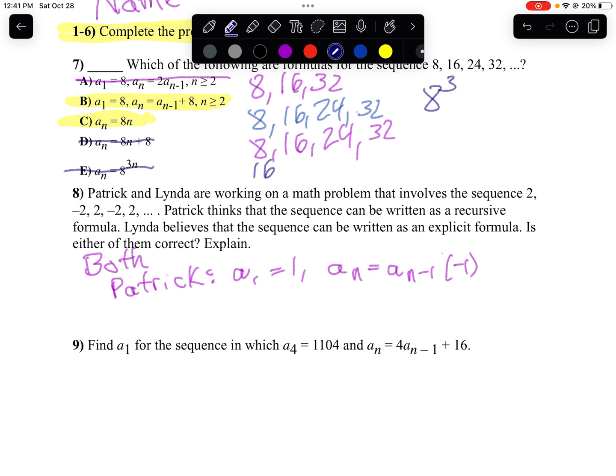There's Patrick. Now, Lydia thinks it can be explicit. And I think Lydia's right too, because we know they're just different forms of the same sequence. So I'm going to take -2 times -1 to the n minus 1 power. And there we have it.